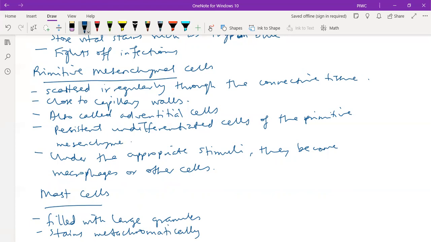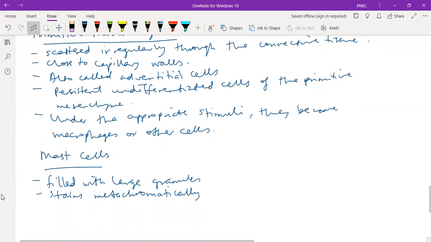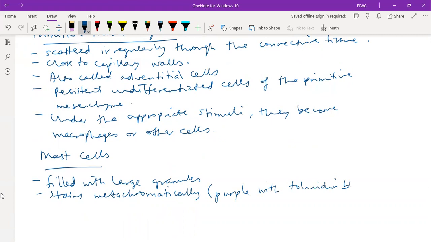When we say something stains metachromatically, it means a tissue is said to stain metachromatically with a dye when the color of the stained tissue is different from that of the dye. So in this case, it's purple with toluidine blue. The blue dye becomes purple.